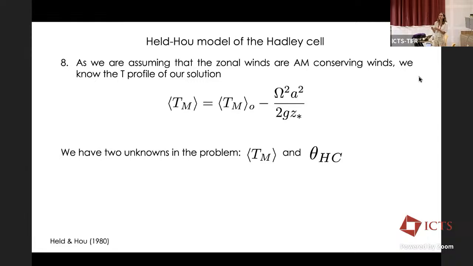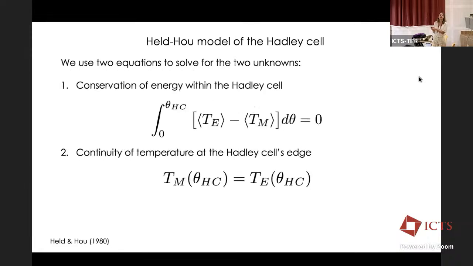And so in this problem now, we have two unknowns. One is the extent of the Hadley circulation. The other is the value of the temperature at the equator. Those are the two unknowns that we need to solve for. And to do this, we need two equations for two unknowns. We basically just use conservation of energy within the Hadley cell.